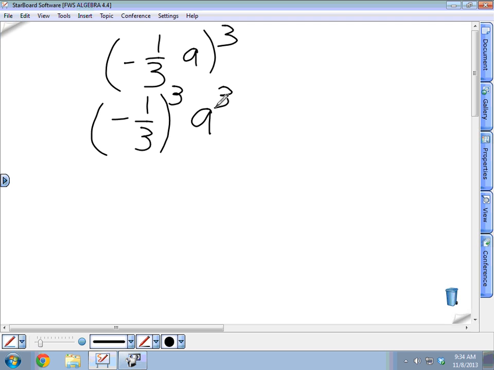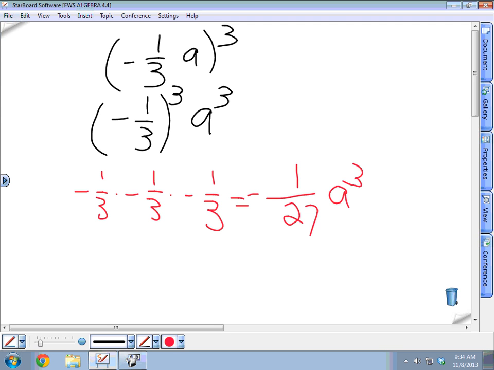Well, what is negative 1/3 cubed? Negative 1/3 times negative 1/3 times negative 1/3. So multiply across the top: 1 times 1 times 1 is 1. And the bottom, 3 times 3 times 3, is 27. I was right, I'm sorry. And it's negative, because you have an odd number of negative signs. Okay. Negative 1/27 A cubed. All right, let's go to the back side.